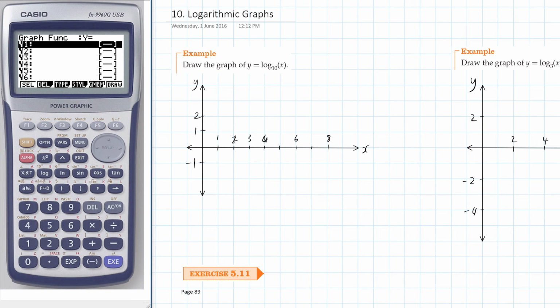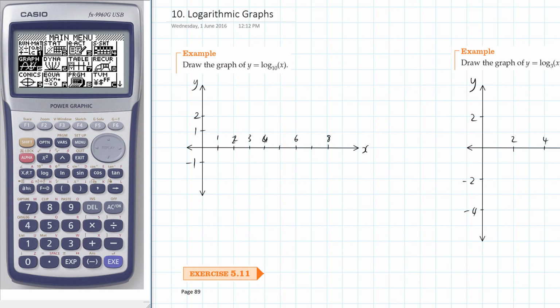Hi everyone, in this video we're looking at graphing of logs, and in this first example we're graphing y equals log base 10 of x.